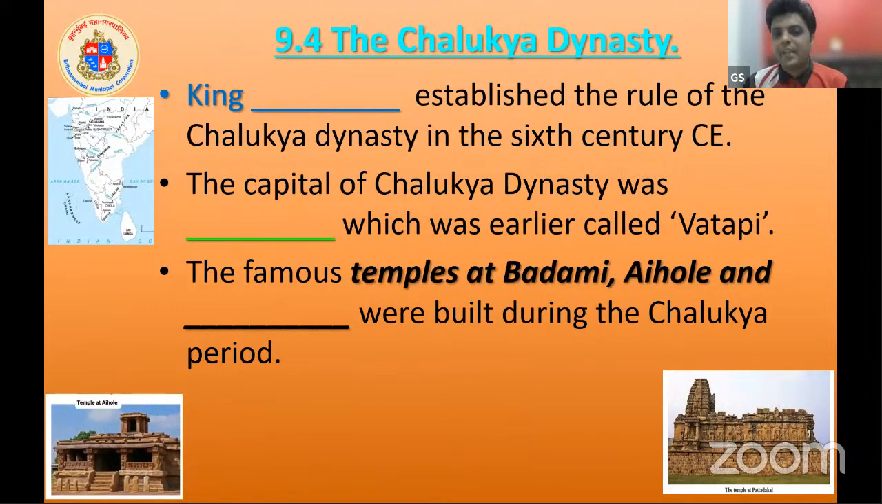The second question: the capital of the Chalukya dynasty was Dash, which was earlier called Vatapi. The name of that city was Vatapi, but now the name has changed and you have to write the current name of that city. And the last one: the famous temples at Badami, Aihole and Dash were built during the Chalukya period. Some clues are given on the slide; you can use those clues and answer them.